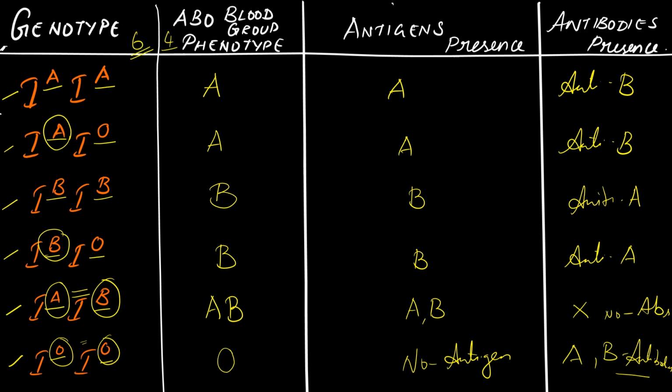Okay, this is a very important concept, and I hope you have understood the allelic inheritance of ABO blood group. Follow us for the next video to know about Rh factors in detail.